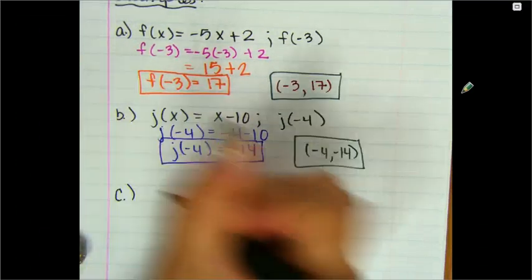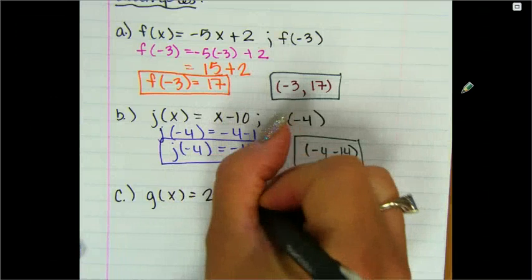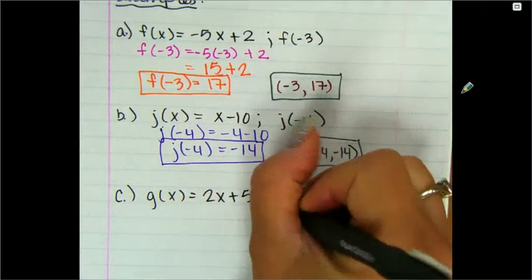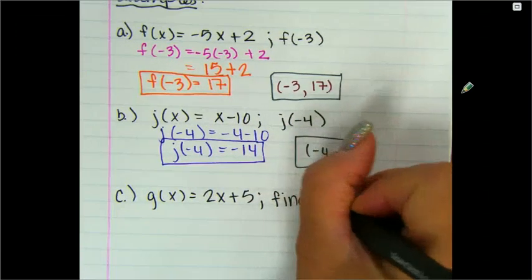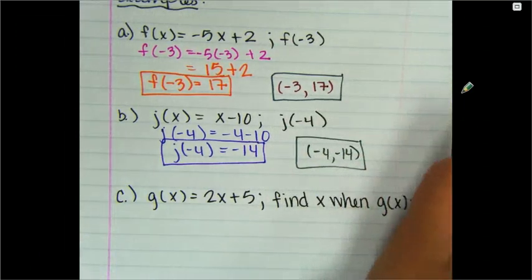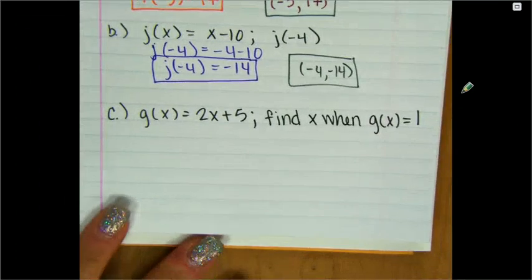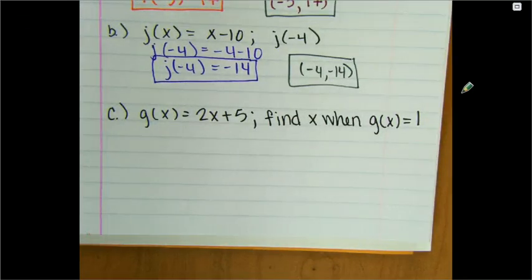I'm going to trick you a little bit. Example C. It's going to say g of x is equal to 2x plus 5. I want you to find x when g of x is equal to 1. So g of x equals 2x plus 5. Find x when g of x is equal to 1. I'll let you write it, and then we'll talk about it.